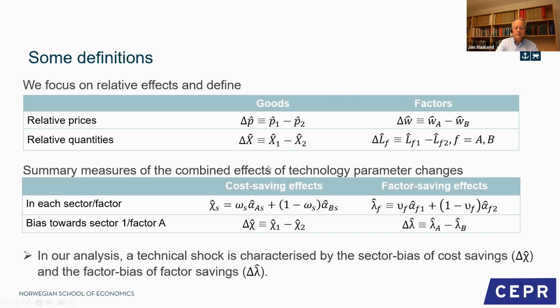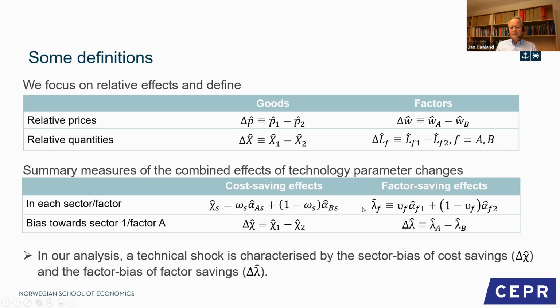There is always a cost saving effect of factor augmentation and a factor saving effect. For the cost saving effect, for sector S, or sector 1 and 2, chi 1 is the weighted average direct impact of factor augmentation for the cost of good 1, say. And delta chi hat is the relative cost impact on good 1 relative to good 2. So that is the sector bias of any combination of changes of technology.